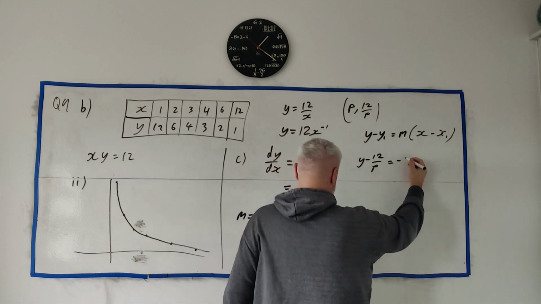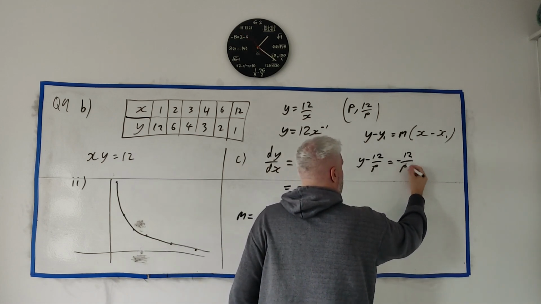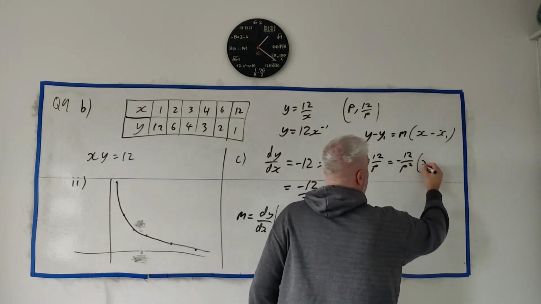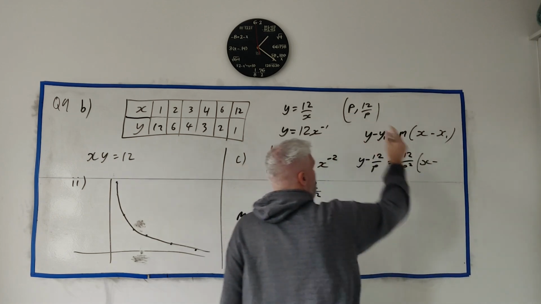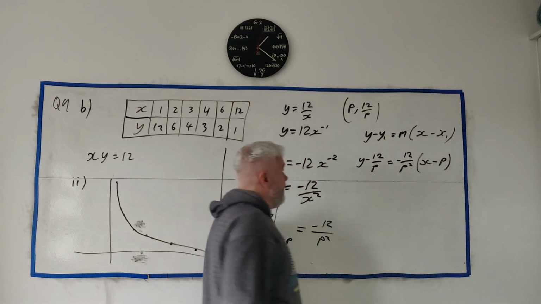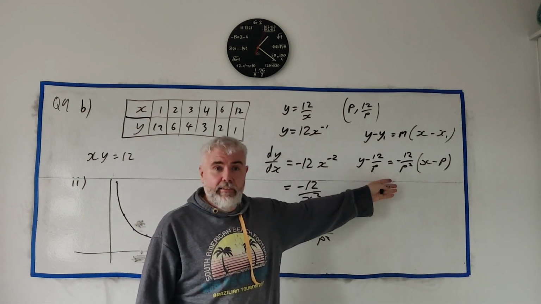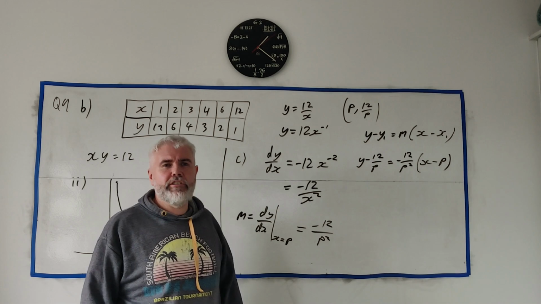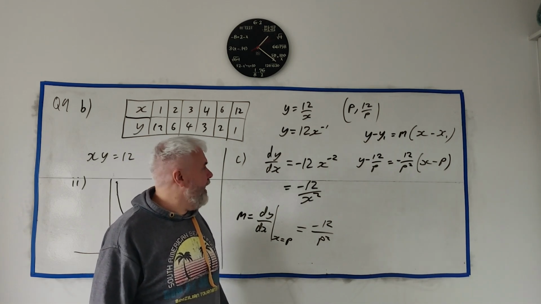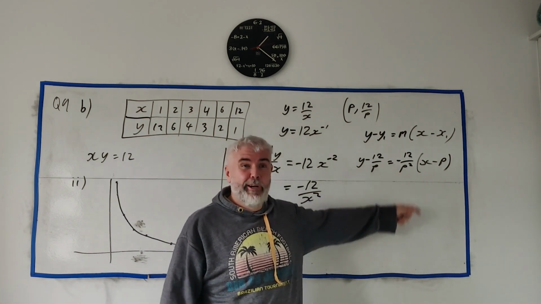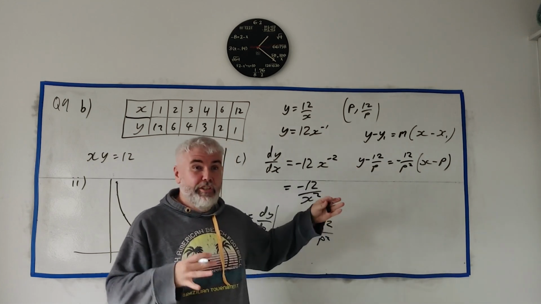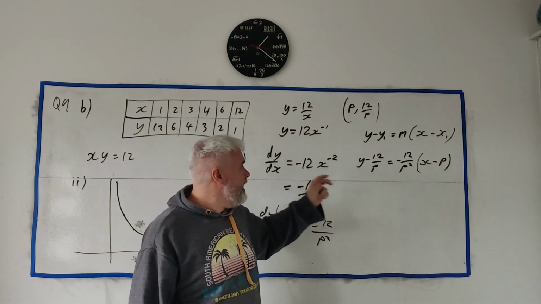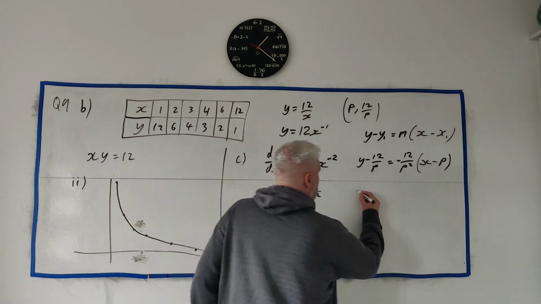The slope's minus 12 over p squared times x minus x1 would be p. That's the equation of the line. We should clean it up a bit. And now I would look at what they gave us. Looking on the screen now, it has p squared on the bottom row. It has a p in the bottom row. Doesn't look dissimilar. They want y equals, so let's get y on its own.